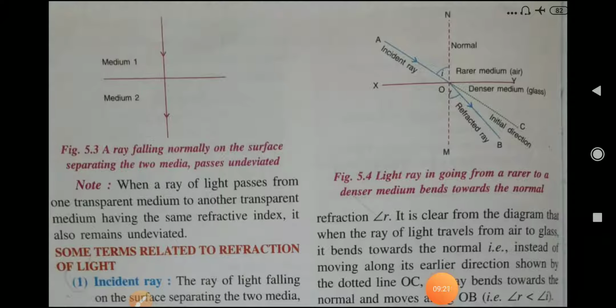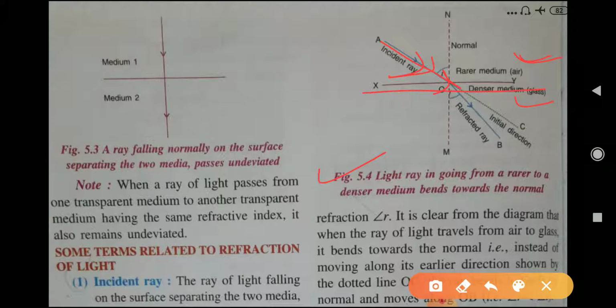Here, you can see in this picture, this is a rarer medium, air, and this is a denser medium, glass. The incident ray is the ray that falls on this surface which is separating the two media. Normal is the perpendicular drawn at the point where the incident ray strikes the surface. This is the normal, and the refracted ray is this one.